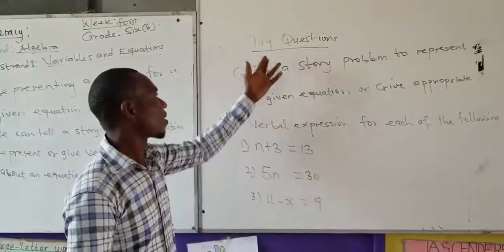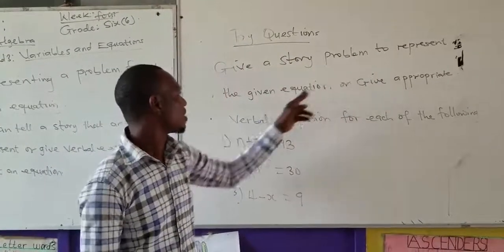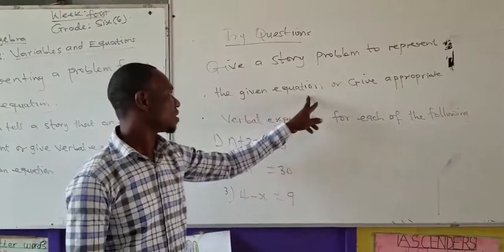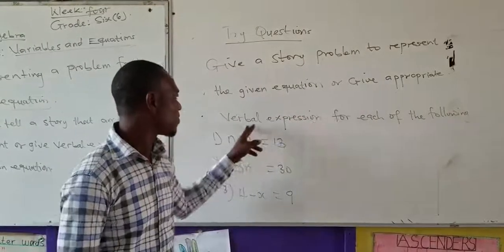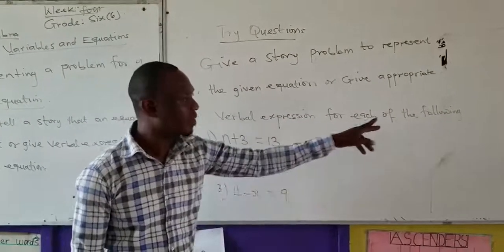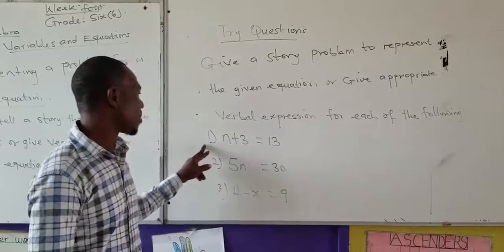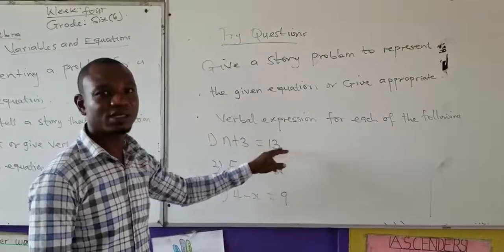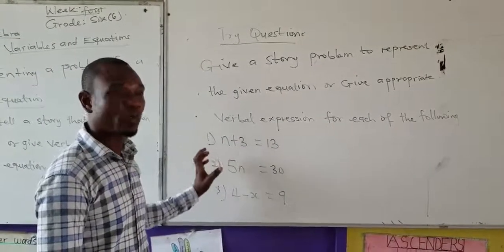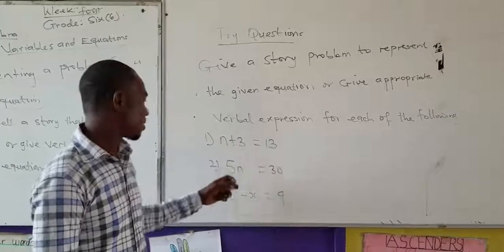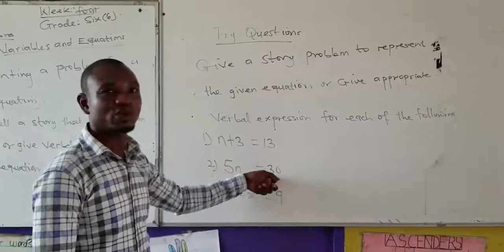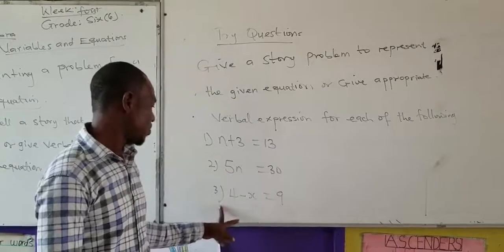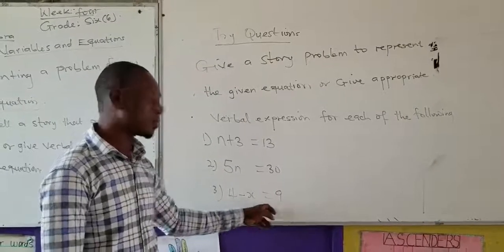Alright, so look at this question. Give a story problem to represent a given equation, or give an appropriate verbal expression for each of the following. Number 1 is n plus 20 equals 30. So you are going to form a word problem for this. Number 2, 5n equals 30. And then number 4, 4 minus x equals 9.